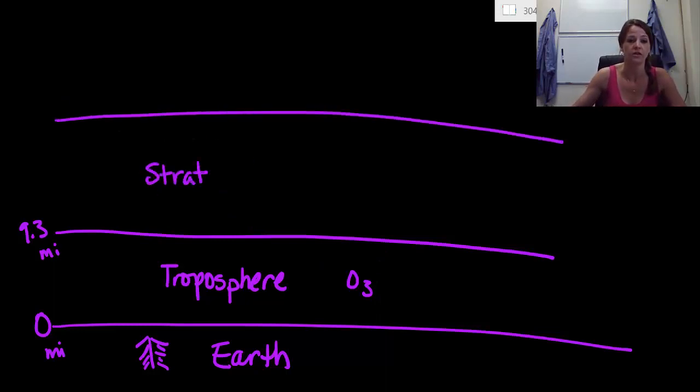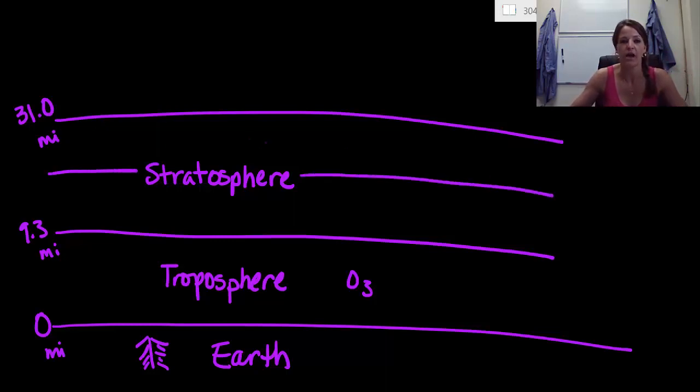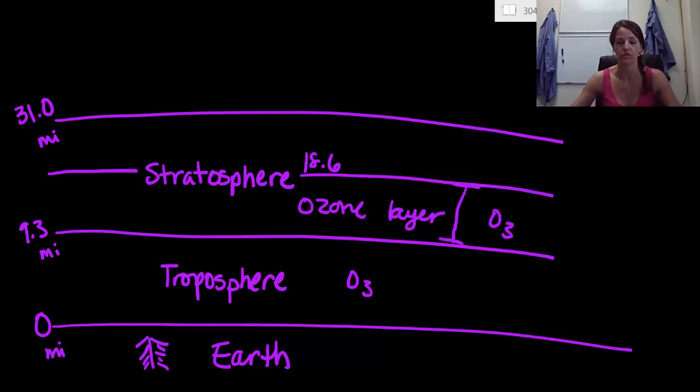So the next layer is called the stratosphere. And so the stratosphere goes from about mile 9.3 to about mile 31. It's not perfect again, but about mile 31 is where the stratosphere ends. And so the bottom half of the stratosphere, from about mile 9.3 to mile 18.6, we have this very thick layer called the ozone layer. So that goes from here to here. And so obviously we have a ton of ozone in there as well.